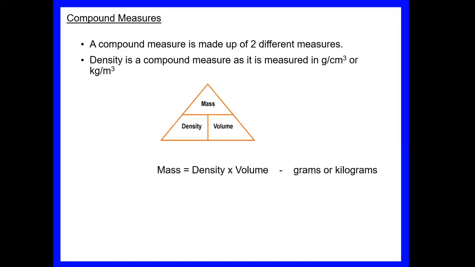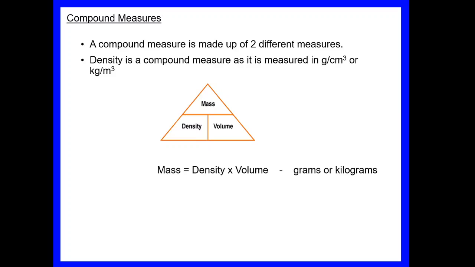So let's start off with mass. If I want to find the mass using this triangle, I would cover up the word mass at the top here, and I'm left with density next to volume. When things are next to each other in these triangles, they're multiplied. So our mass is equal to the density times the volume, and our mass is measured in grams or kilograms.